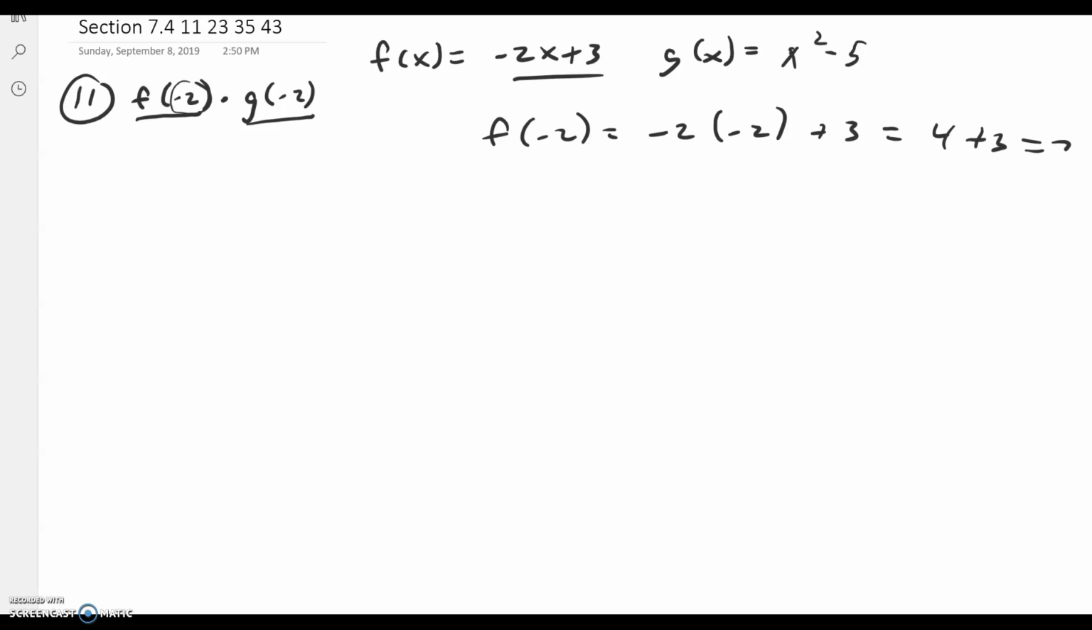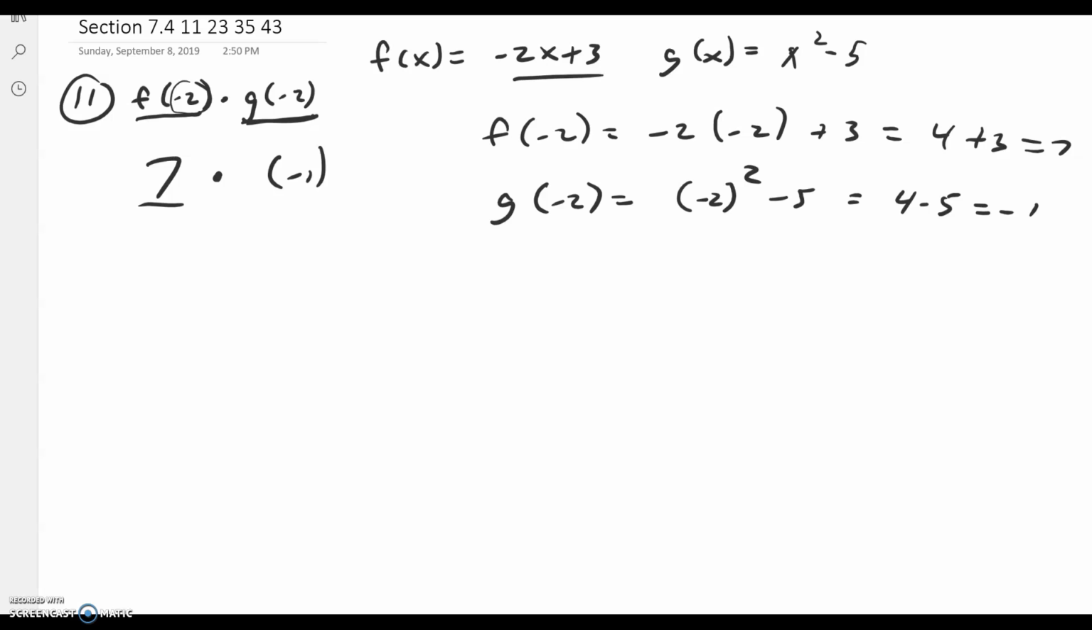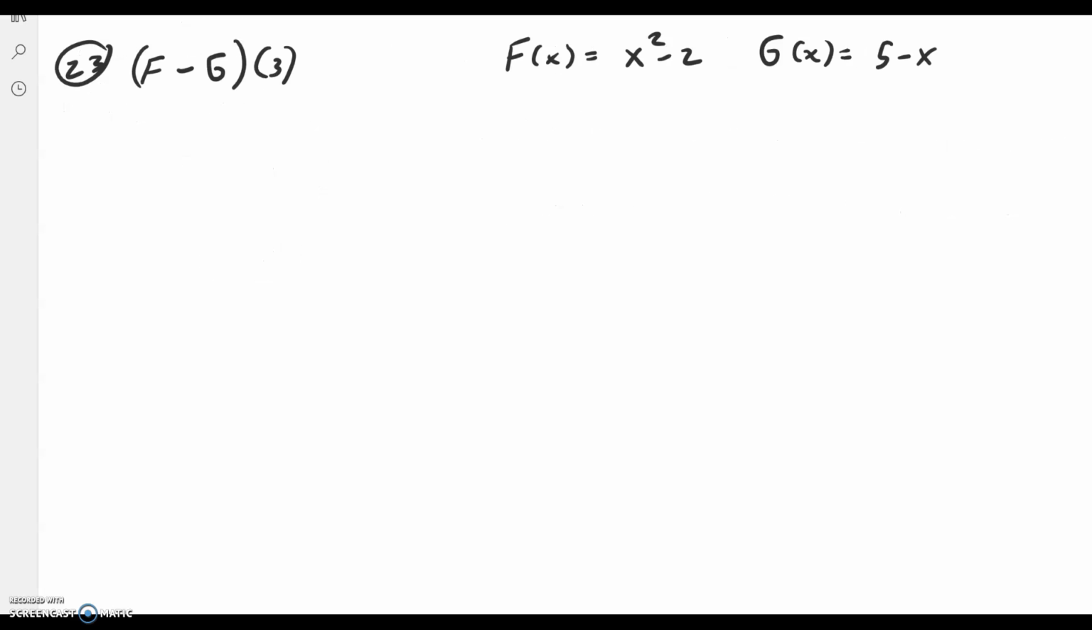So it'll be 4 plus 3, and that's 7, times, and then we're going to do this calculation, g evaluated at -2. That's going to be the input, -2, squared, minus 5. That's 4 minus 5, that's -1. And so 7 times -1 is -7. And we're done. It's not too bad when you know what the notation means.